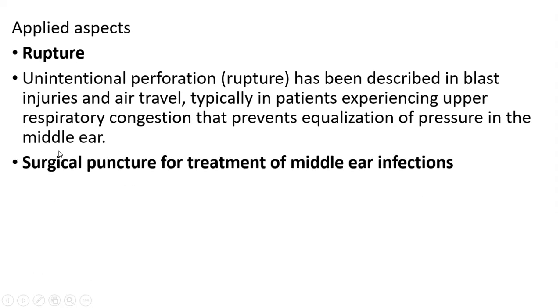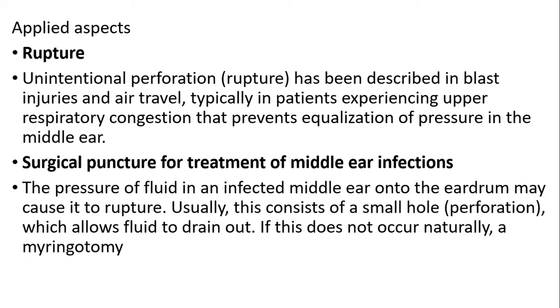Surgical puncture is used for treatment of middle ear infection. The pressure of the fluid of an infected middle ear against the eardrum may cause it to rupture. Usually, this consists of a small hole or perforation which allows the fluid to drain out. This does not occur naturally. A myringotomy can be done.